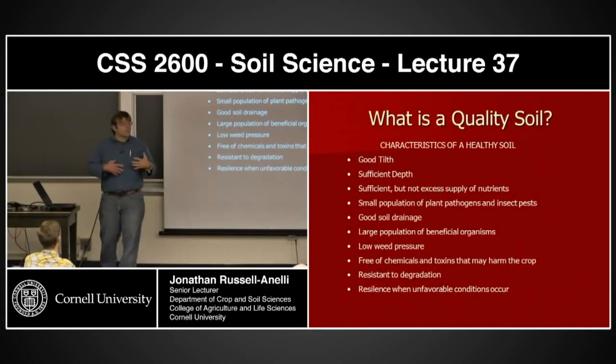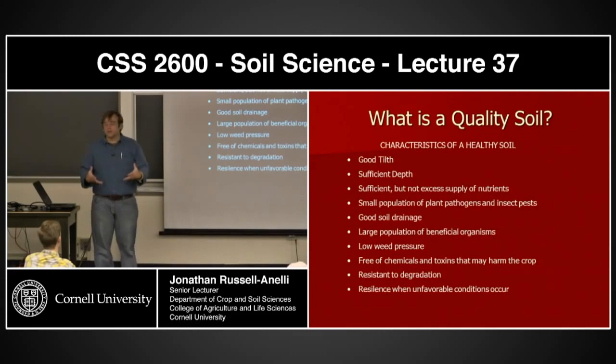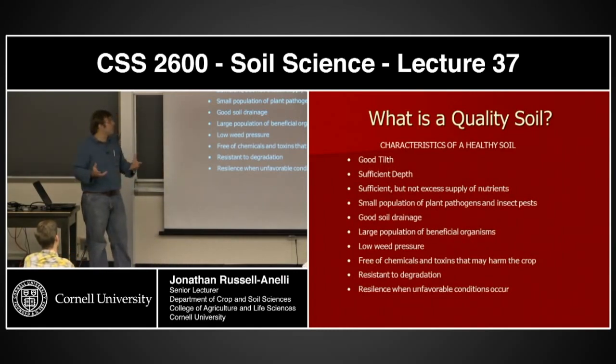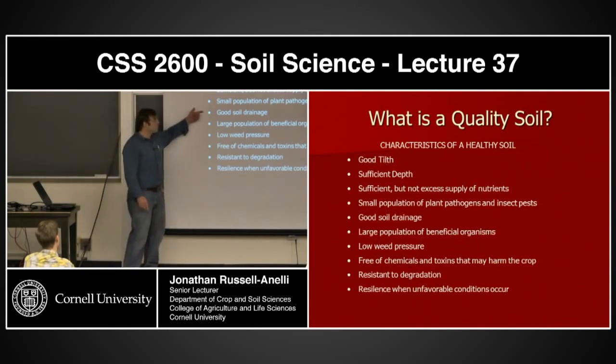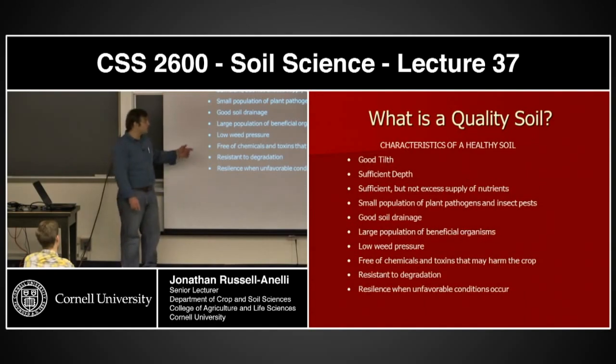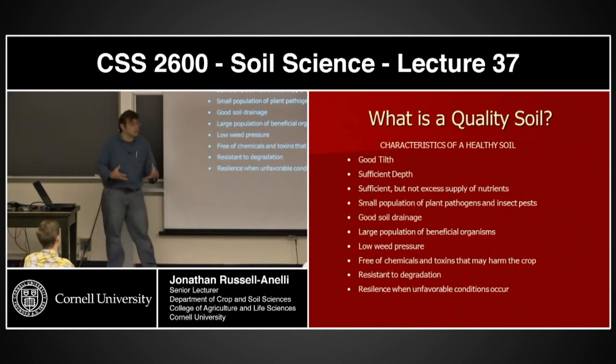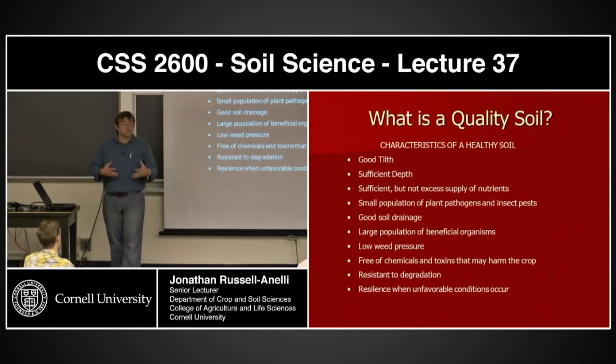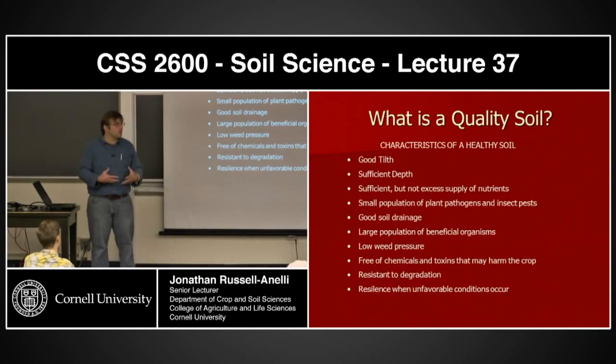Okay, so what is a quality soil? Characteristics of a healthy soil: it's got good tilth, sufficient depth, sufficient but not excessive supply of nutrients, small population of plant pathogens and insect pests, good soil drainage, large population of beneficial organisms, low weed pressure, free of chemicals and toxins that may harm the farm or crop, resistance to degradation, its resiliency, as well as resilience when unfavorable conditions occur. Okay, if it has a drought.